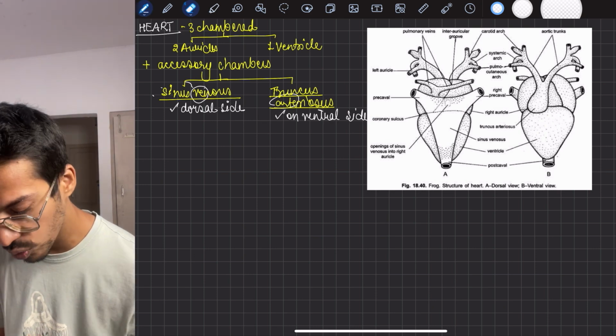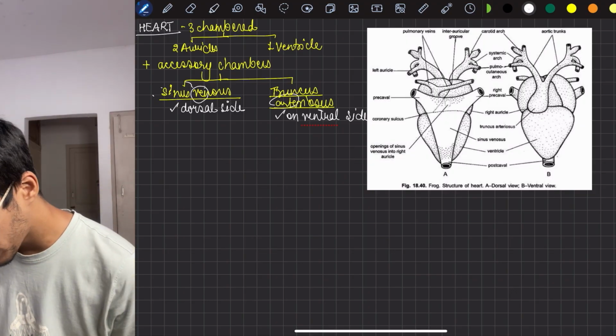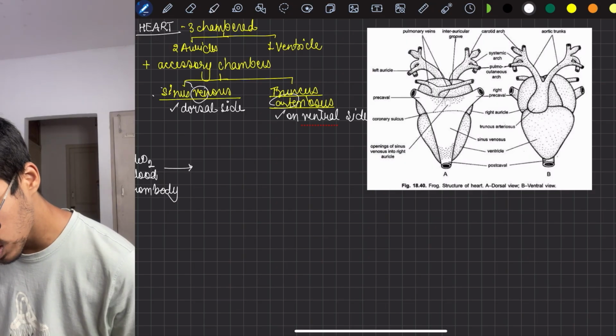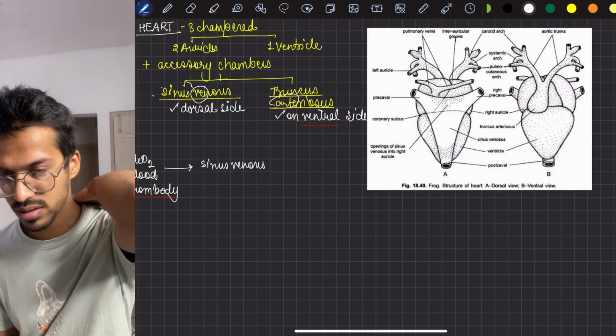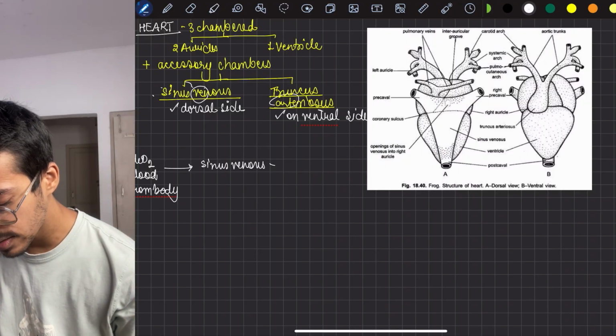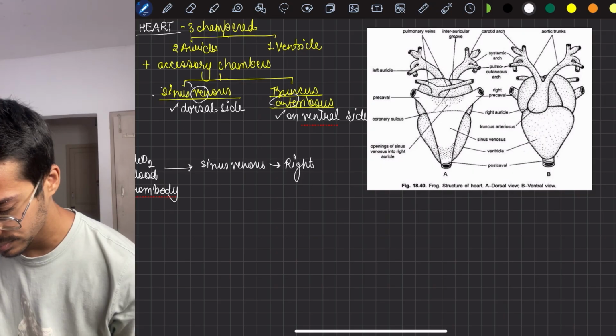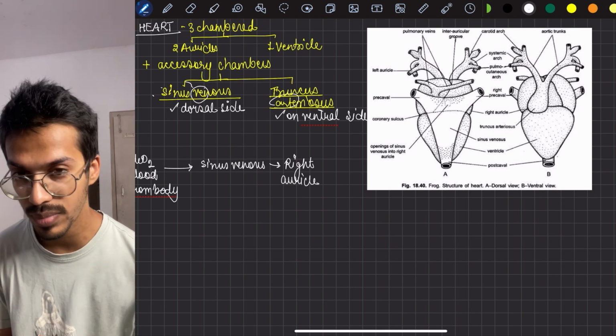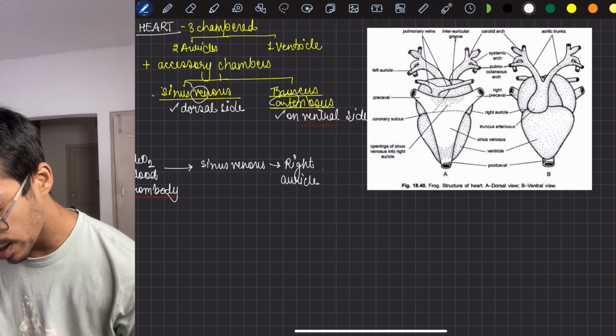So what is the blood flow over here? The deoxygenated blood from the body goes to the sinus venosus. That is at the back where it comes. Sinus venosus has an opening into the right atrium or the right auricle. Right auricle means deoxygenated blood is going here. Now this right auricle will pump the blood into the ventricle.